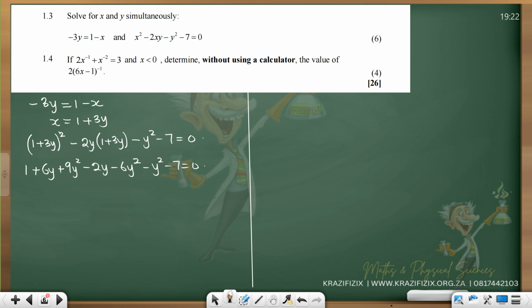9 minus 6, 3. 3 minus 1. 2y squared. I hope I'm fine. 9 minus 6 is 3. 3 minus 1. Yep. What else? I have a 6y minus 2y. This is where learners make mistakes, this part. And 1 minus 7. Okay, I'm sure I can divide.